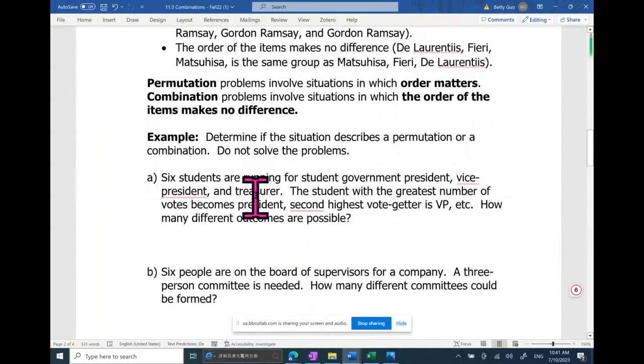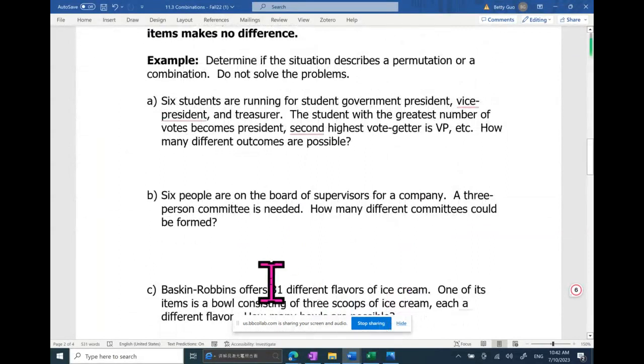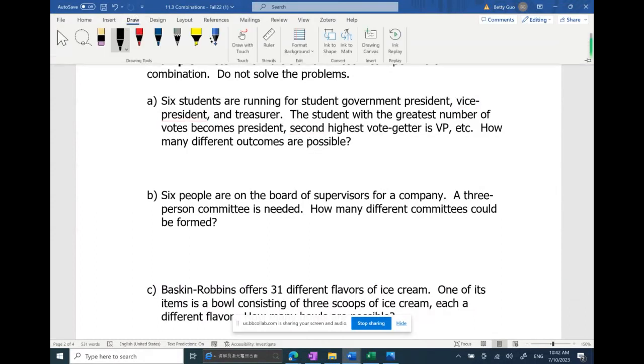Let's see this example. Determine if the situation describes a permutation or a combination. Do not solve the problems. Part A: 6 students are running for student government president, vice president, and treasurer. The student with the greatest number of votes becomes president. The second highest vote getter is VP, etc. How many different outcomes are possible? Is this a P problem or a C problem? Permutation or combination?